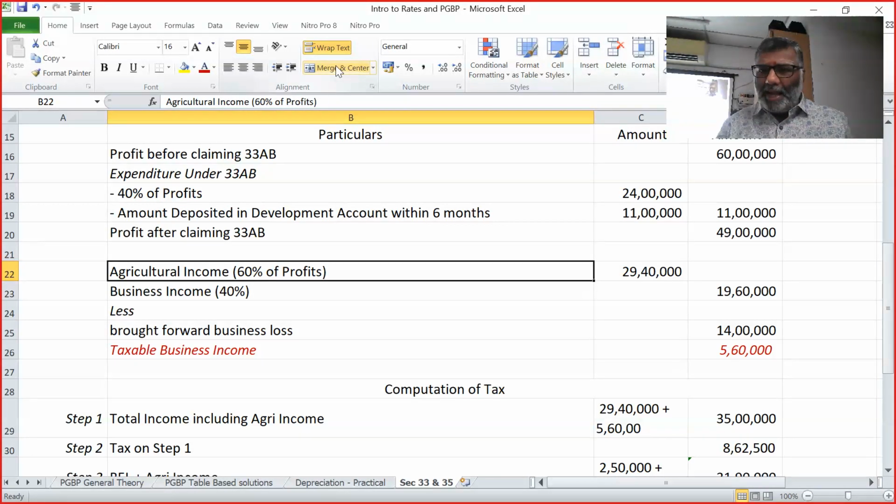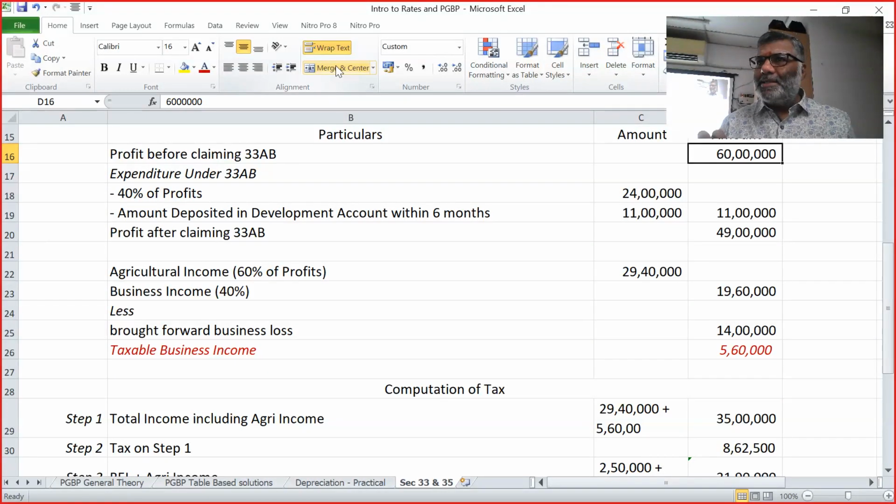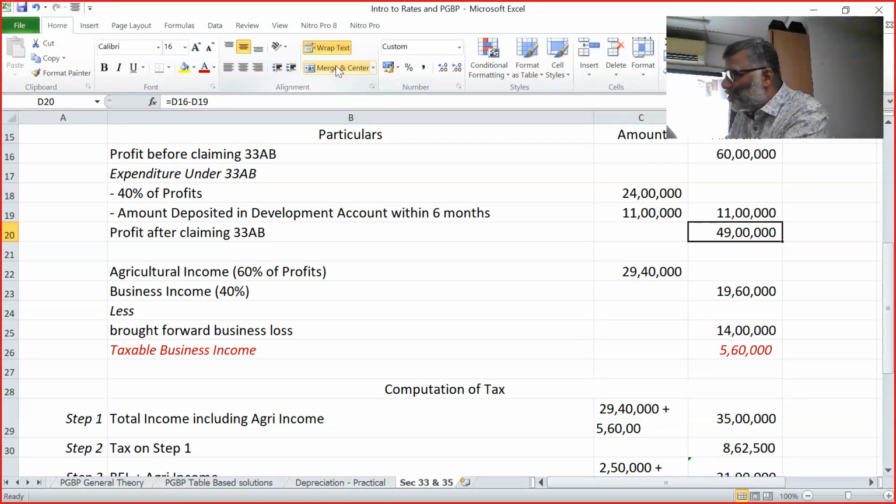That year, if 60 lakhs, no deposit has been made, in this 60 lakhs I would not have taxed the entire 60 lakhs. I would have taxed only 40% of 60 lakhs. But I provided the deduction and then arrived at my business income. So now when I withdraw the deduction also, it needs to be split into agricultural and business income.